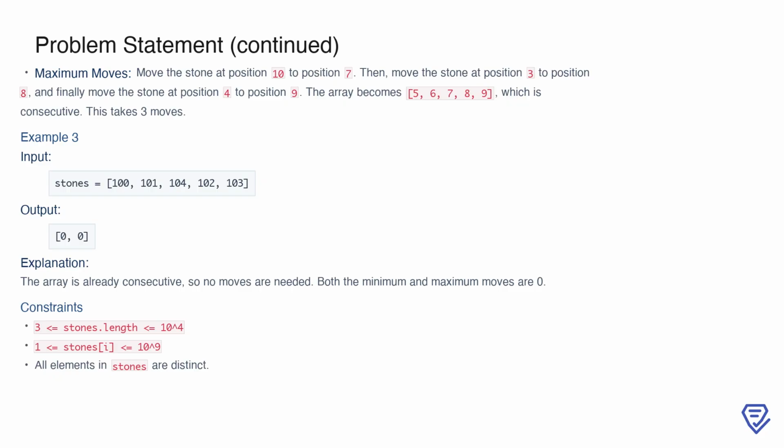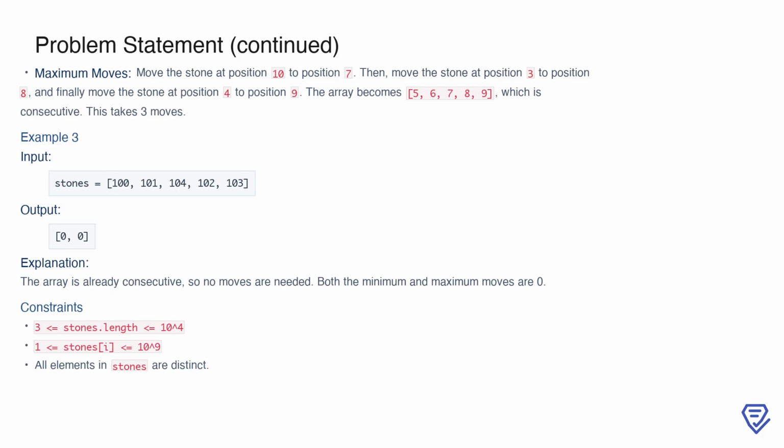In the third example, the input is stones equals 100, 101, 104, 102, 103. Here, the output is 0, 0, because the stones are already arranged consecutively. The difference between each adjacent stone is already 1, so no moves are required at all. This demonstrates that in some cases, the stones may already satisfy the condition without any rearrangement.